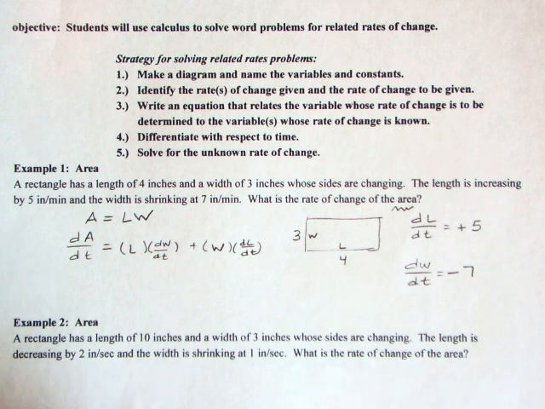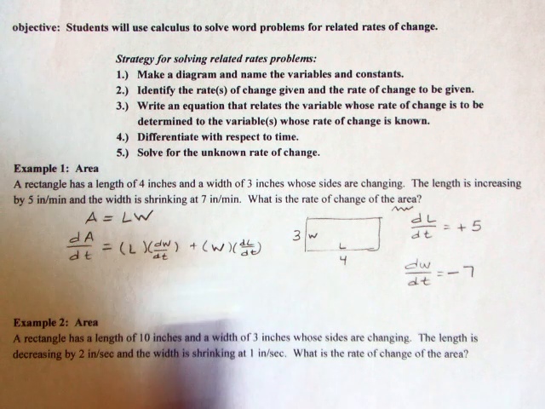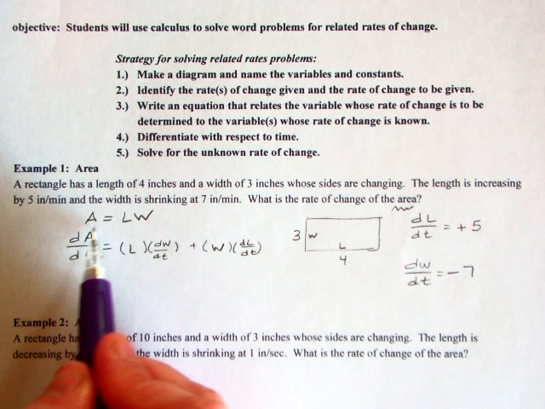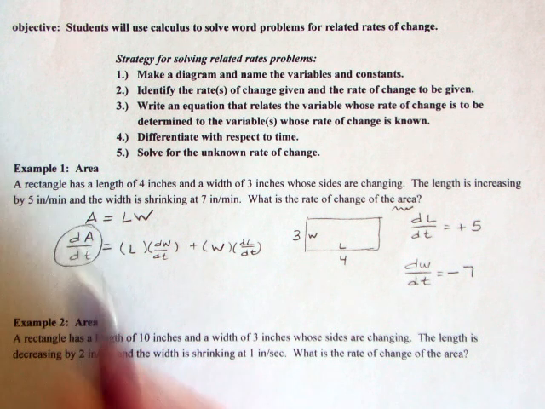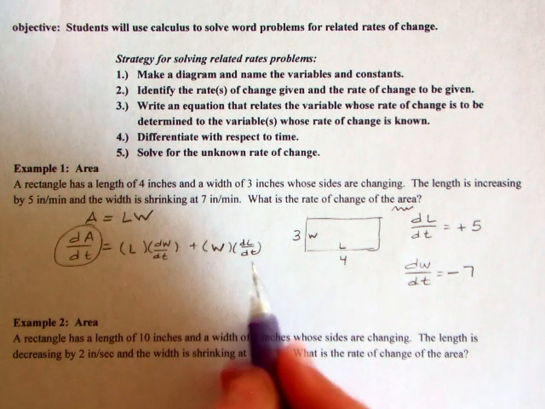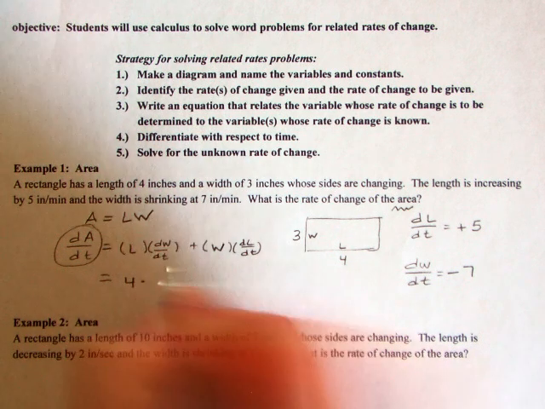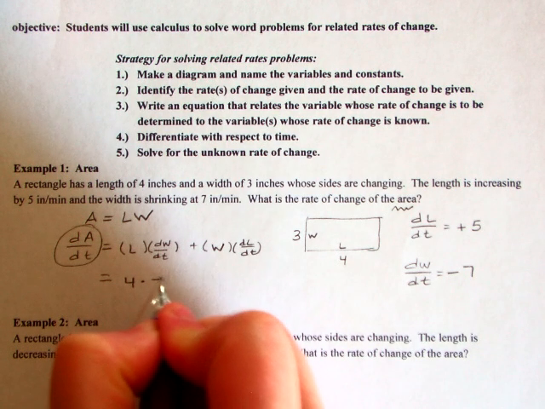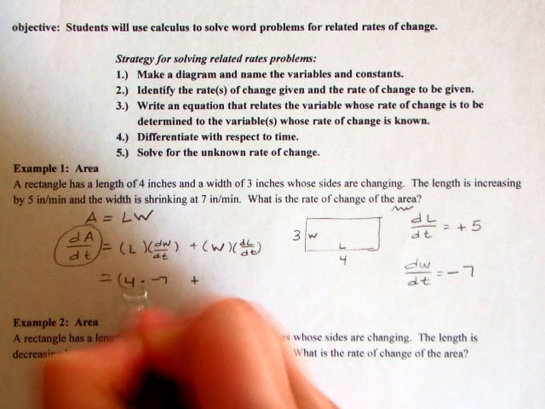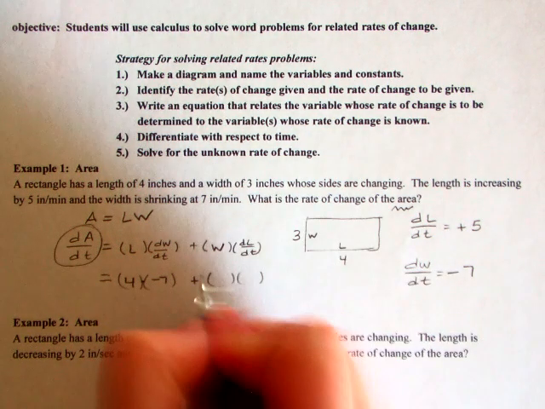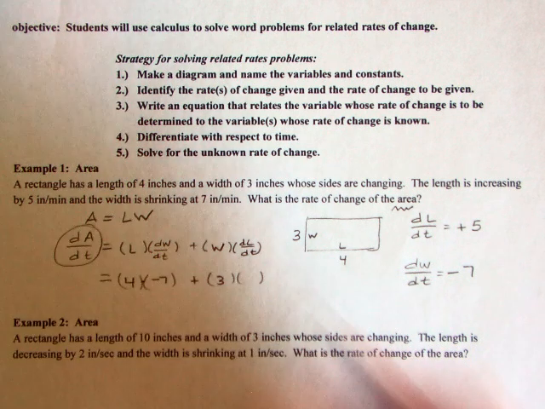Now unlike the other example I showed you, there's no regrouping that's going to happen here. But I'm going to find the rate of change, so I want to solve for this variable by plugging in all of the other information. So L is going to be 4, dw dt is negative 7, the width is 3 and dl dt is 5.